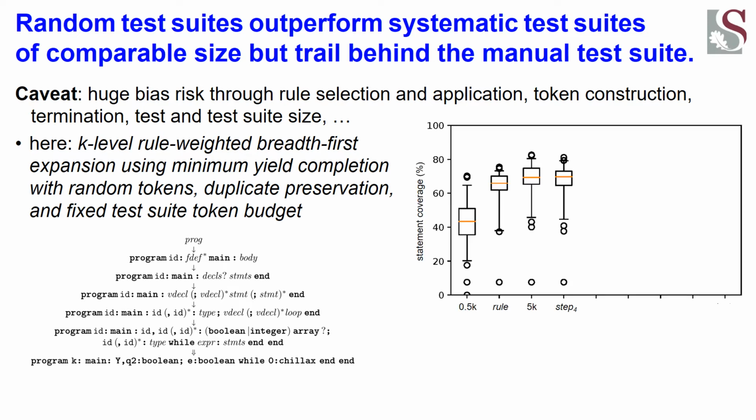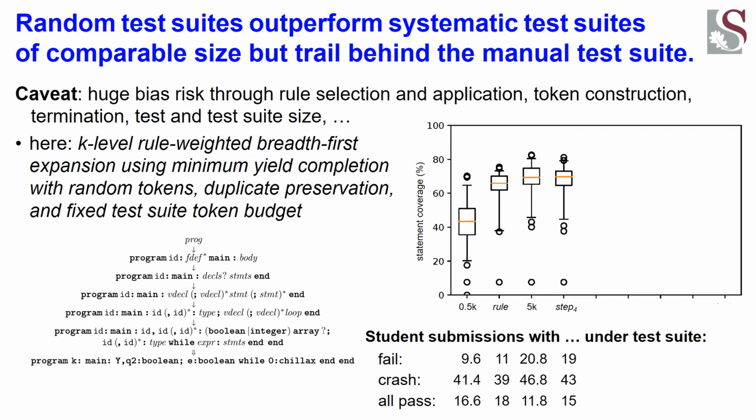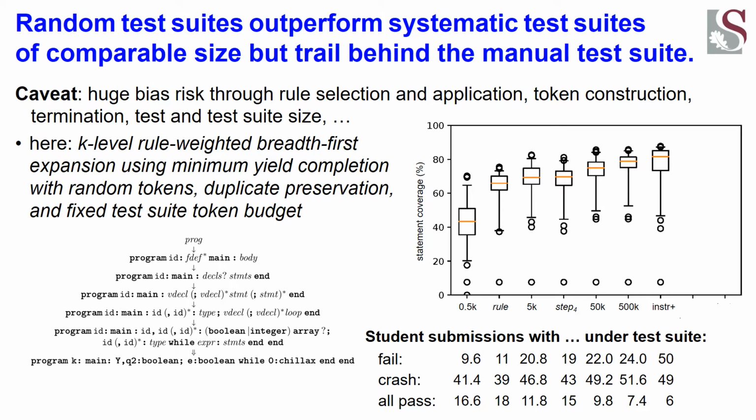With that said, we see that very small random test suites are worse than systematic ones, but as they get bigger, they get better and outperform the systematic test suites. That holds both for coverage seen above and for error detection. In fact, for very large test suites, about 6,000 tests with a total length of 500,000 tokens, we achieve almost the same coverage as the manual test suite, and although we still uncover fewer parsing errors, we trigger slightly more crashes.